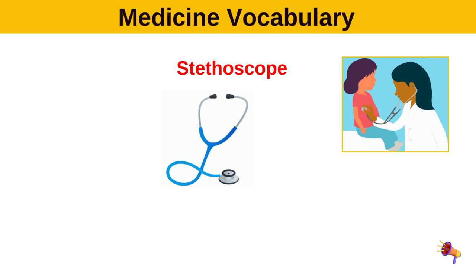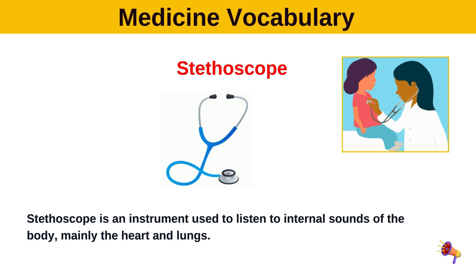Stethoscope. Stethoscope is an instrument used to listen to internal sounds of the body, mainly the heart and lungs.